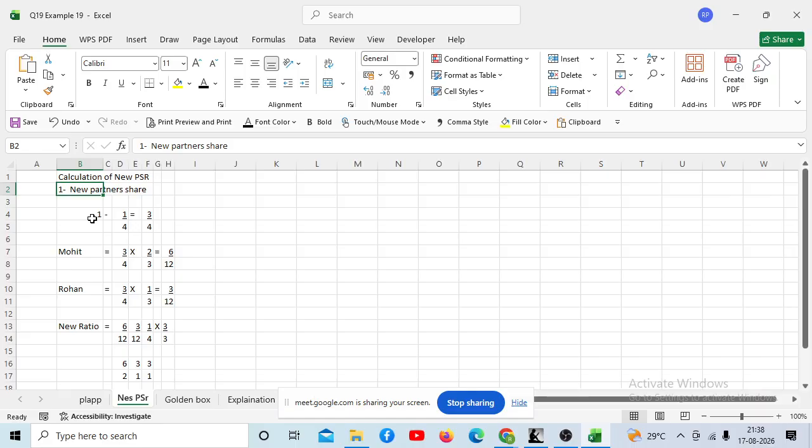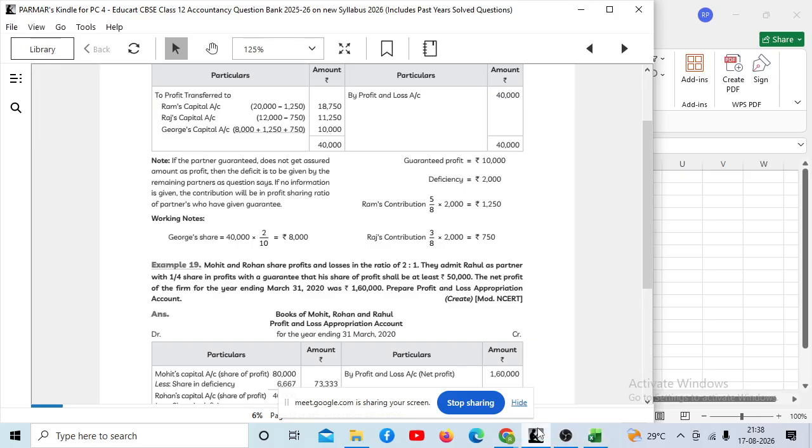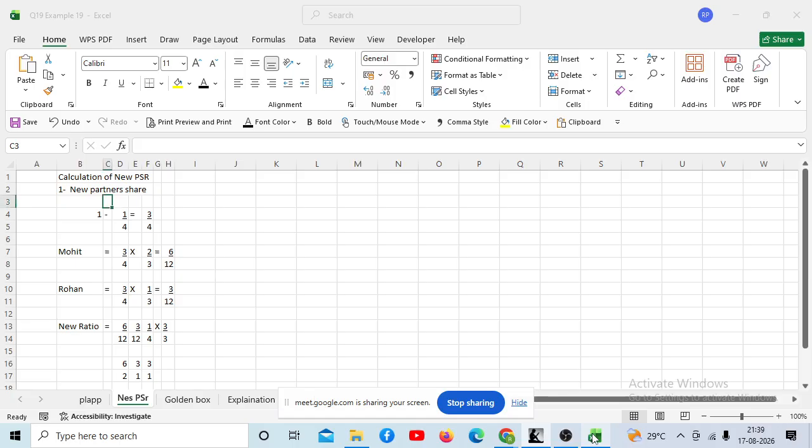Written? Done. Okay. Now 1 minus, what is the new partner's share? It is given in the question, it is 1/4. So 1 minus 1/4 will be 3/4. How will it be 3/4? 4 ones are 4 and 4 minus 1 is 3. So the remaining roti is now 3 upon 4. Now this remaining roti will be shared by the old partners in their old ratio.